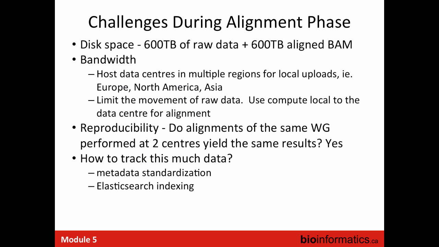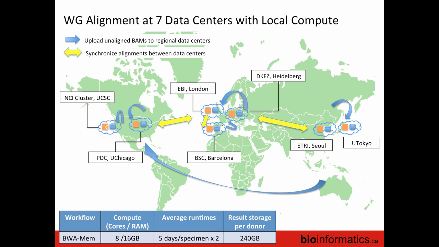So as I said, in the alignment phase, we had already 600 terabytes of raw data. It also gives us 600 terabytes of aligned data. So we had to host this data in multiple sites. And also a question we had at the time was, well, if we align it at one center, and align a second time at another center, would we get the same results? And we did check, and we do. So in order to track this data, we use Elasticsearch indexing. This is compiled every night so that we know where the data is, what state it is in, whether it has been aligned or not aligned. Before we had Elasticsearch, we had situations where some samples were aligned multiple times. And so you don't want that. That's just a waste of your compute.